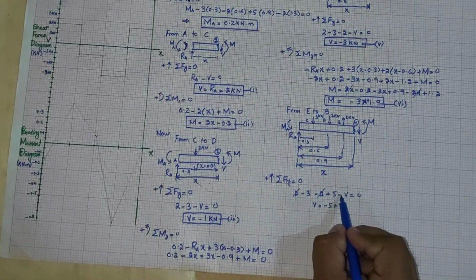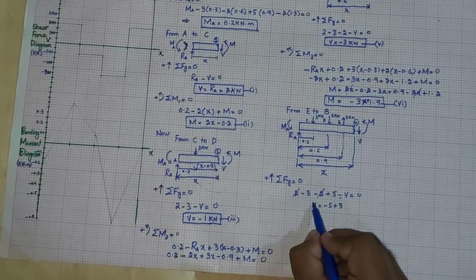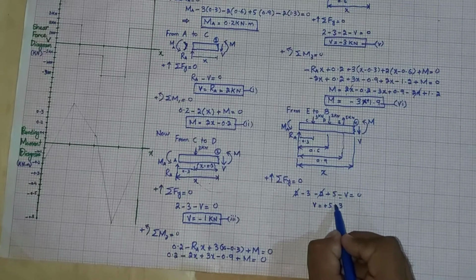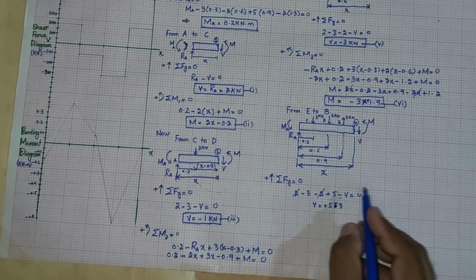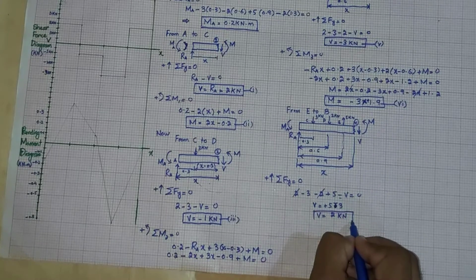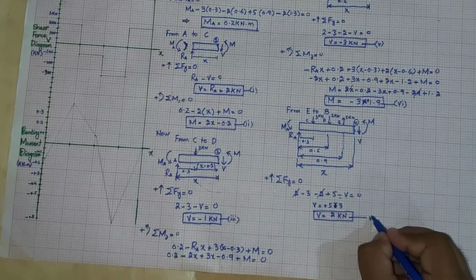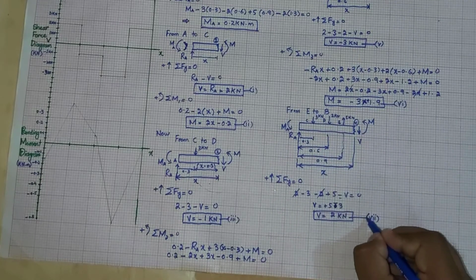Sorry, when this V will go toward the right side, this will be V, so this will be plus 3, and this will be minus 3. So V will become equal to 2 kilonewton. So this is the shear force equation for the region from E to B. Let this equation be equation number 7.